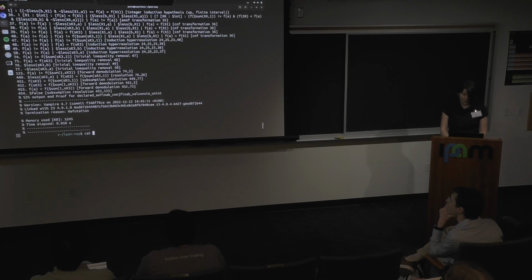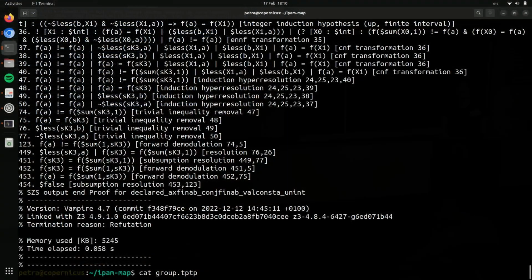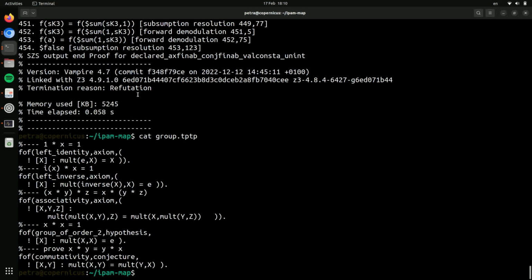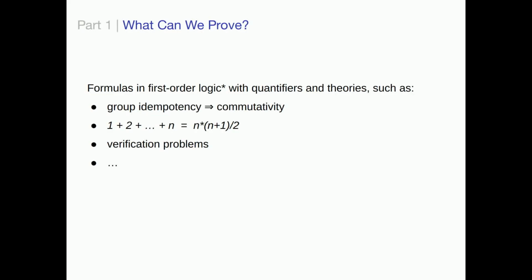And before I explain how we can prove all these formulas, I will actually show you that we can do it. So did I miss it, or did you say what saturation-based means? I will get around to that, but before I explain how it works, I will actually show you how it works. So the problem that we'll be proving is the group problem.